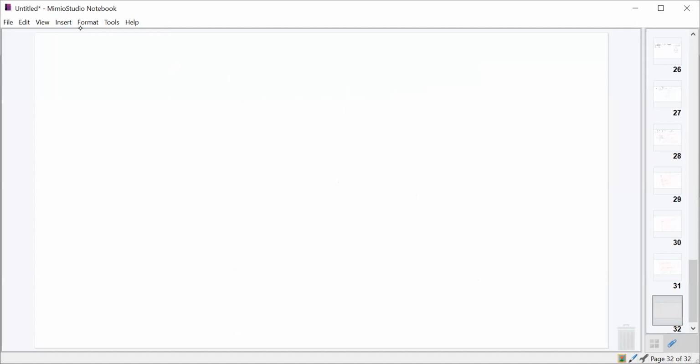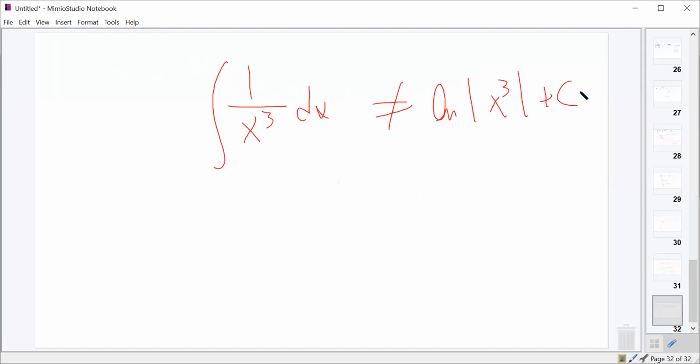Okay, don't do something like 1 over x cubed integrated. That does not equal natural log absolute value x cubed. It's not equal to that. This is an integral of x to the -3, which should go up to x to the -2, divide by -2, add your constant. So just be careful with this, okay? I think that should be good there.